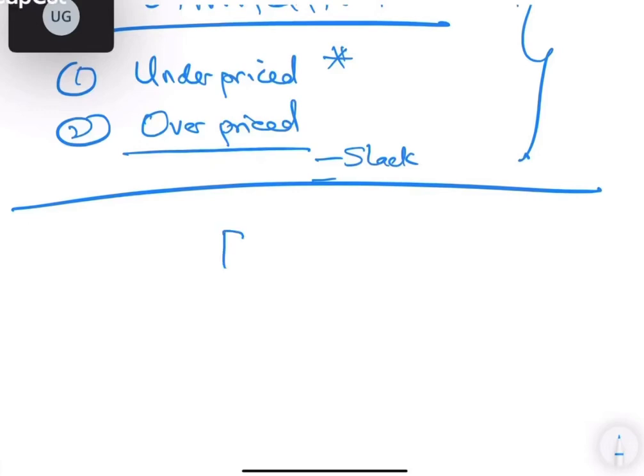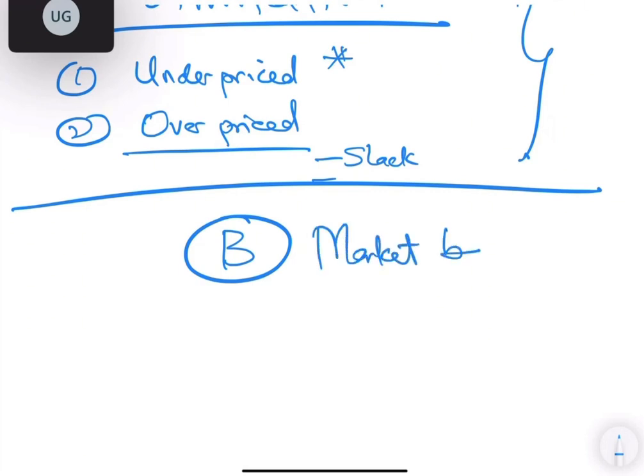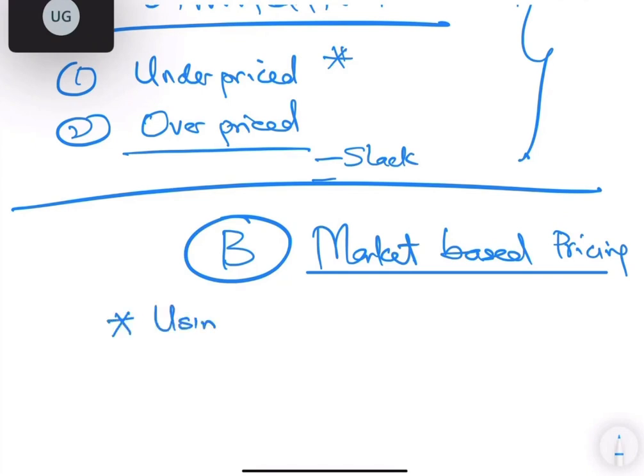The second method that we're going to look at, so we're done with cost plus method, right? The second method is the market-based approach. We'll take this one quickly, market-based pricing. Here, what we are saying is that you are using marketing approaches.